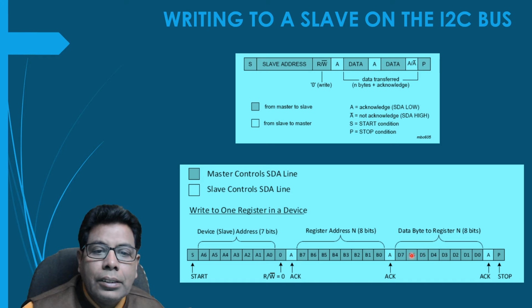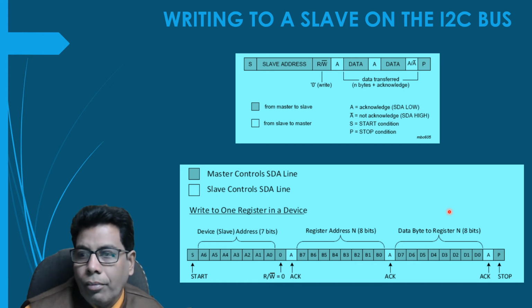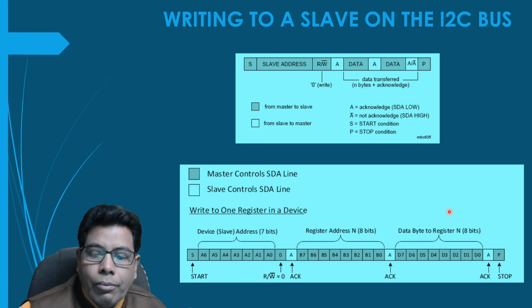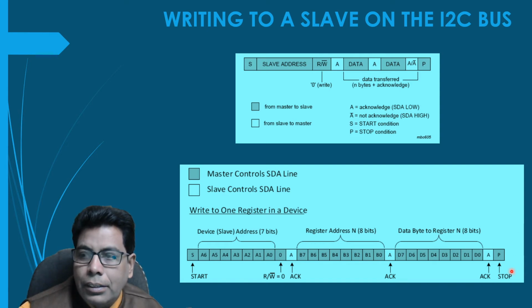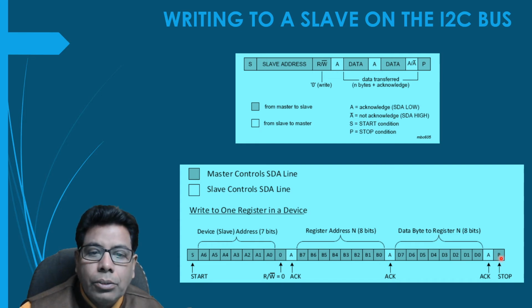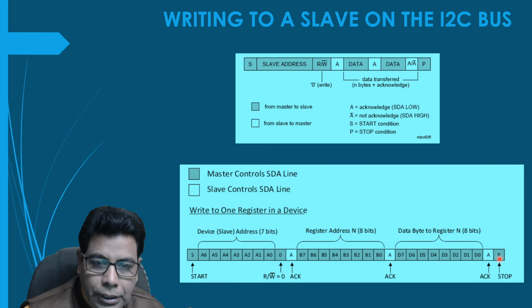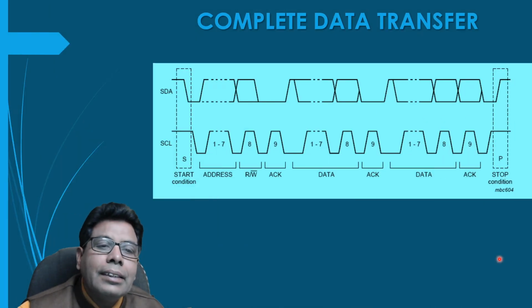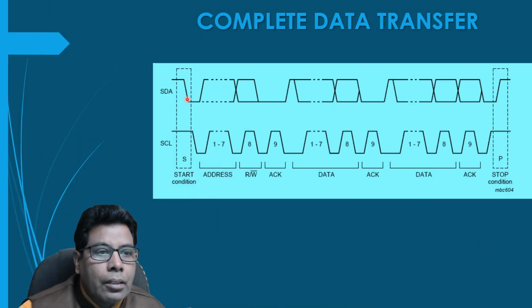So all the signals which are sent by the master are shown here in the dark, and the slave just sends the acknowledgement. So once we get that, the master will terminate the transmission with the stop condition. When the stop condition is achieved, the transmission will be terminated. You can see the timing diagram or the waveforms for this.